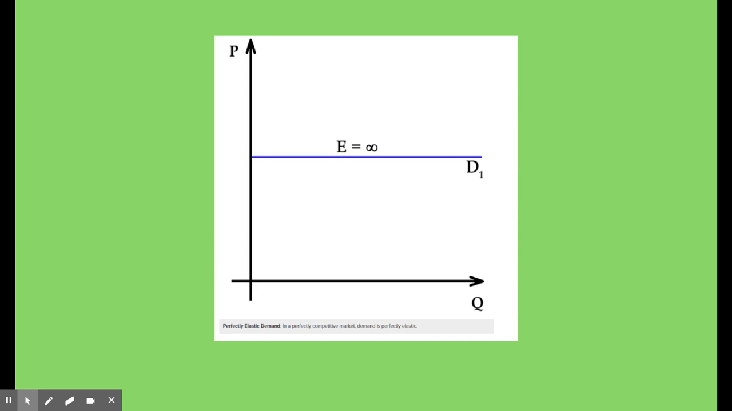The demand curve in this case also represents marginal revenue, which is important when we think about supply later on. So regardless of how much is produced by suppliers, the price will remain constant. It will remain the same. And this means infinite here, this little symbol.